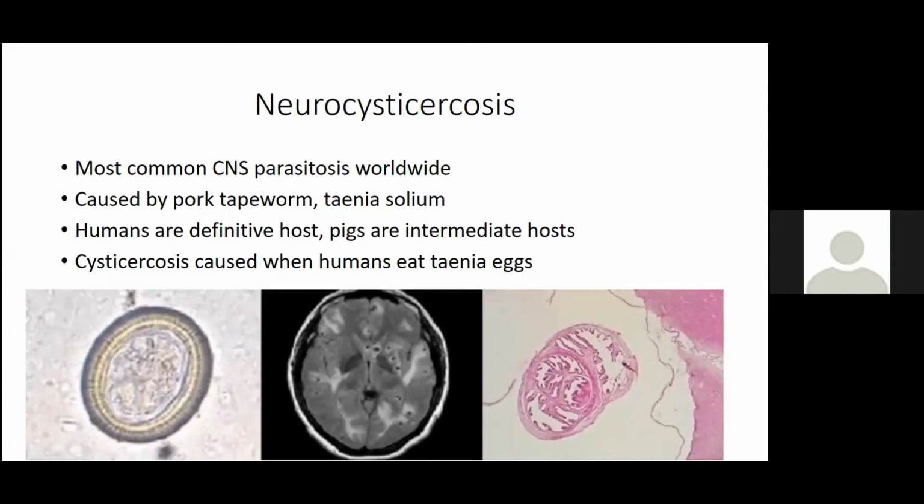So this was neurocysticercosis. It's the most common CNS parasitosis worldwide, and it's caused by the pork tapeworm Taenia solium. Interestingly, humans are the definitive host and pigs are only the intermediate hosts. Cysticercosis is caused when humans eat the Taenia eggs. I'll talk about the life cycle on the next slide, but this is just a cool picture of the egg of the Taenia solium, as well as some pathological findings in cross section, looking at the cyst.